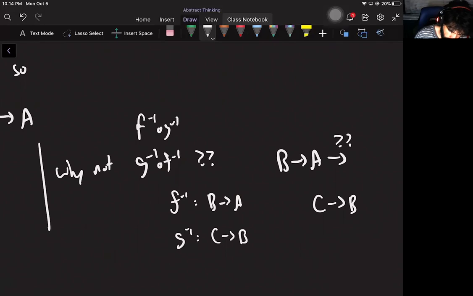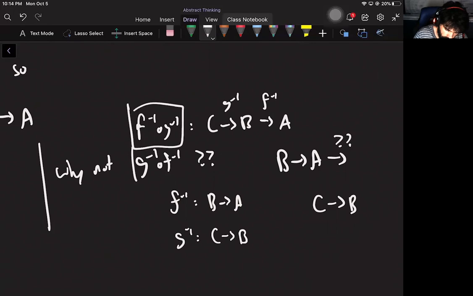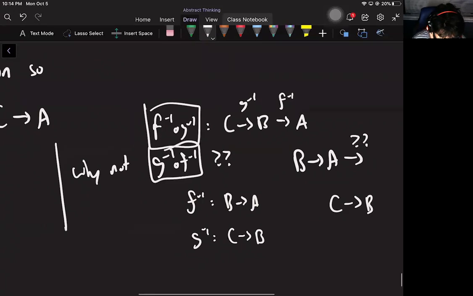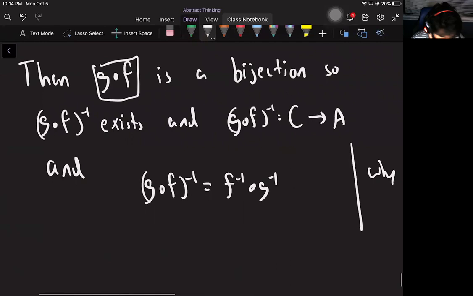Because if I do G inverse first, I can go from C to B. Then I can go from B to A at the F inverse. So this one makes sense. This one doesn't, first of all. Okay. So now let's prove it.